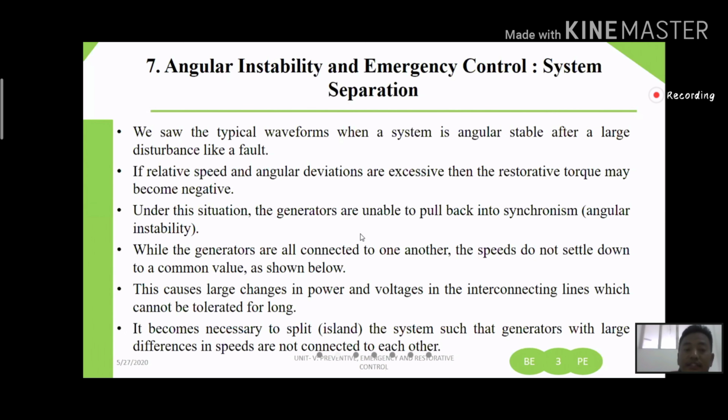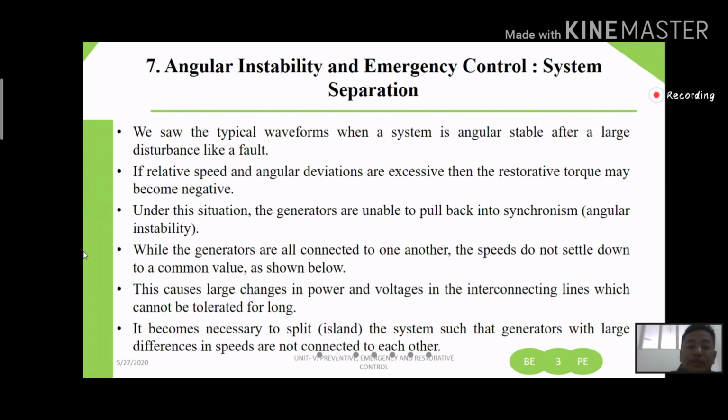But now, under this case, we have assumed that relative speed and angular deviation are very huge or excessive. Then the restorative torque will become negative, and under such condition, the generator will not be able to pull back into synchronism. Means it is angularly unstable.